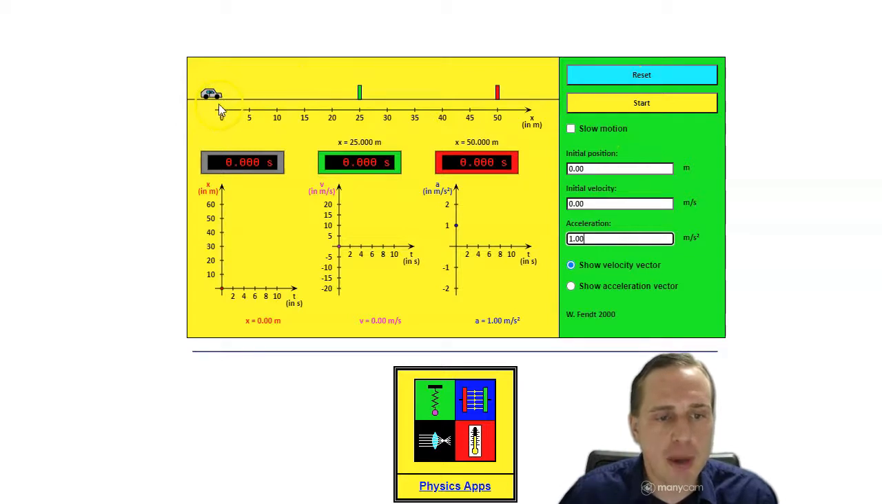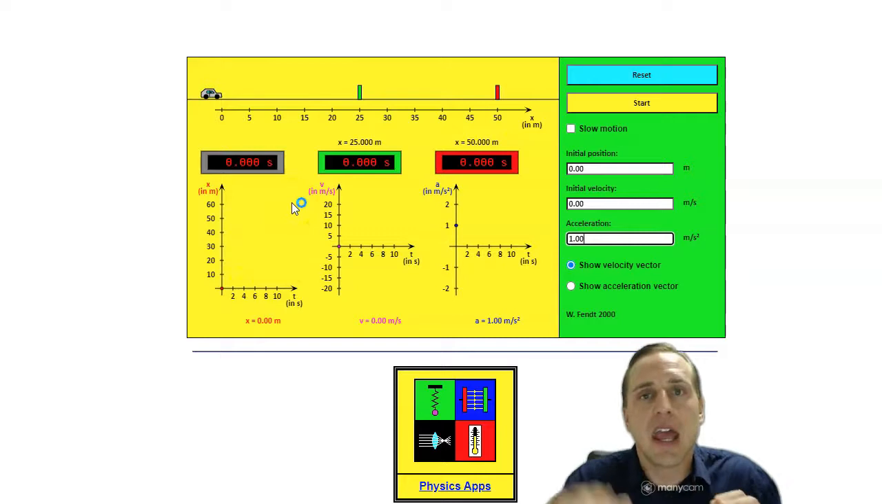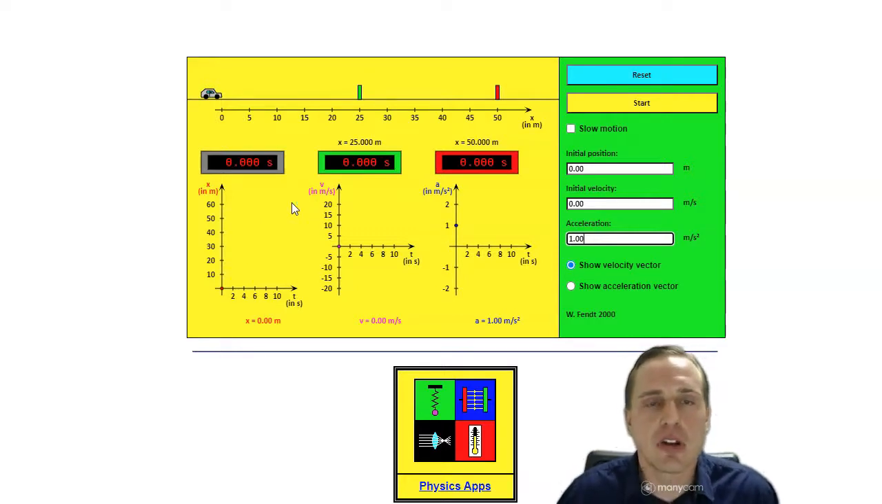So again, the car is back at 0 initial position. It's got 0 initial velocity, and it has no velocity vector to start. And then it starts off with 1 meter per second squared for its acceleration. That should be constant. Its velocity starts at 0. Its position starts at 0. But this should have a constant slope. This should be a quadratic with positive upward concavity. And it should be looking like a parabola.